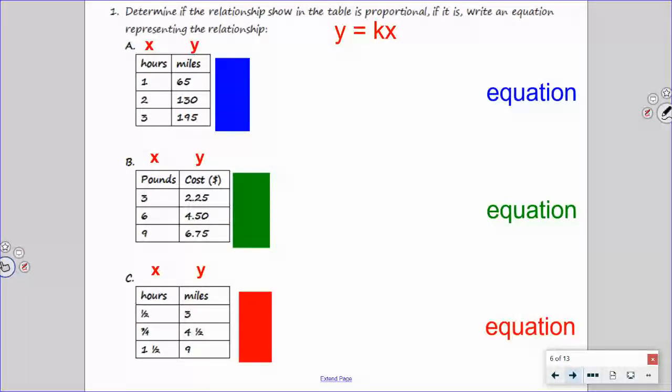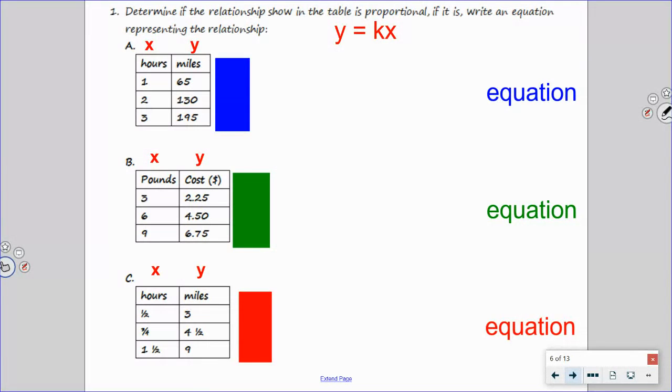First up, we're going to determine the relationship shown in each table. If A, it is proportional, then B, we should be able to write an equation to represent it. First thing we do is set up the ratios and identify, is it a constant ratio?